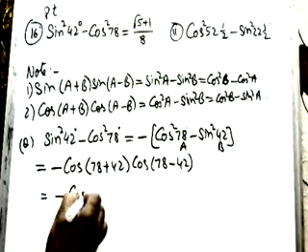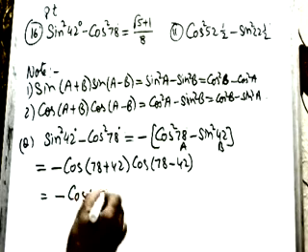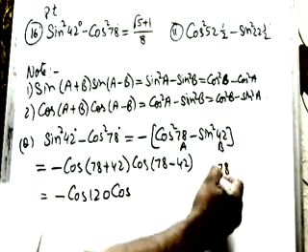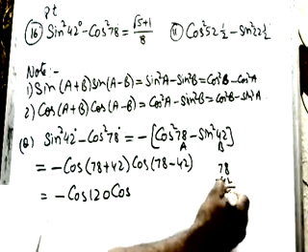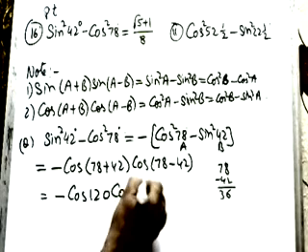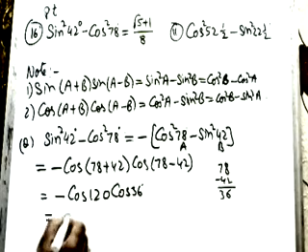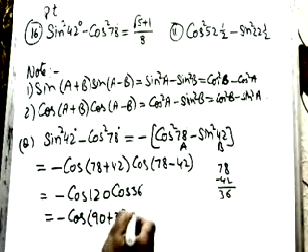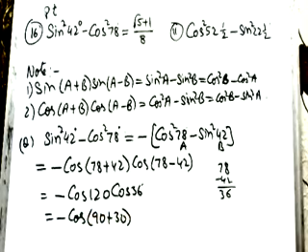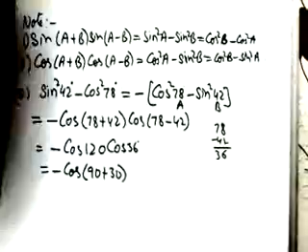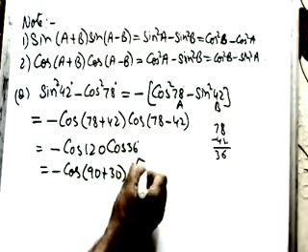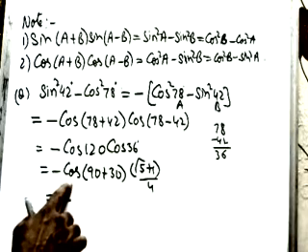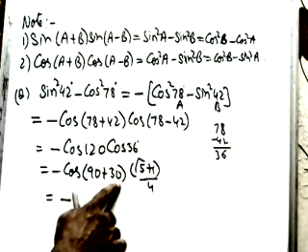Now let me solve this one. Equals minus of cos. If you add these, we will get cos 120. Subtract, 78 minus 42, this will be 36, cos 36 degrees. Now minus of cos 120 can be written as 90 plus 30. Now for cos 36, you must know by heart the value of cos 36. Cos 36 value is (root 5 plus 1) by 4.